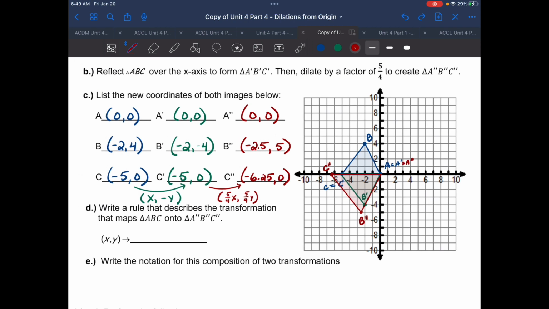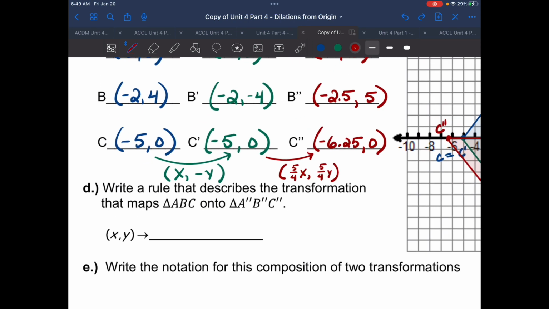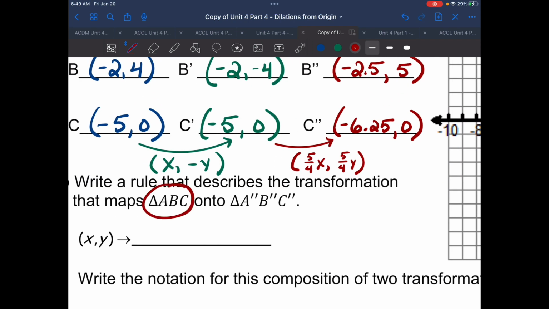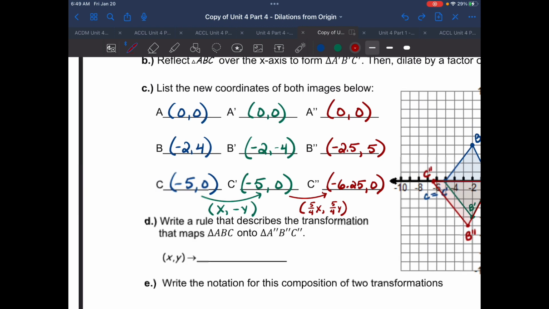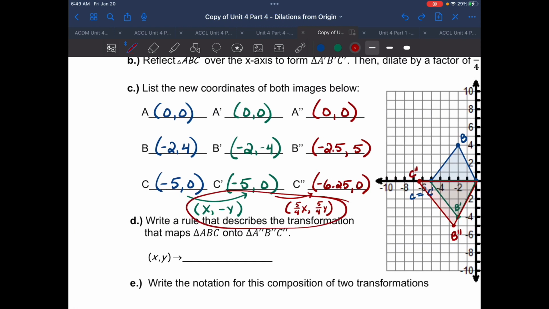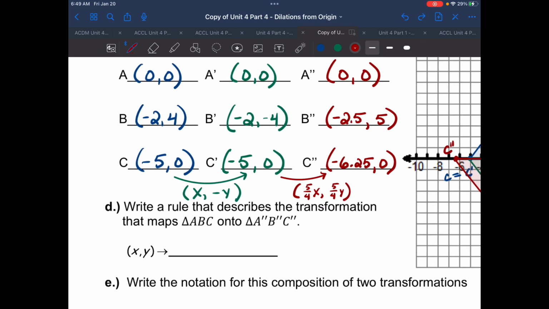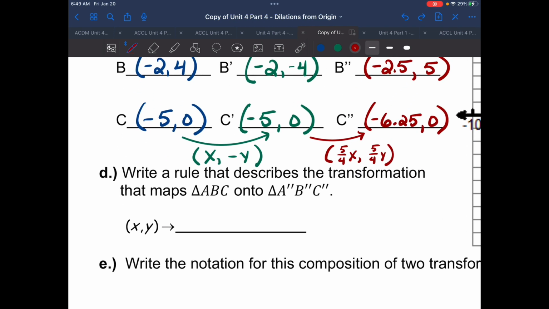All right, now it says write the rule that describes the transformation that maps ABC onto the double prime. So that's what we're doing. We're going from start to finish. So it's almost like we are mixing together these two rules. For example, our first step was to take the opposite of y, and then our second step was to multiply both coordinates by 5/4. So what do you think the rule would be to map ABC onto the double primes?